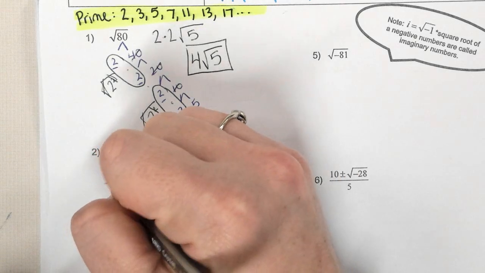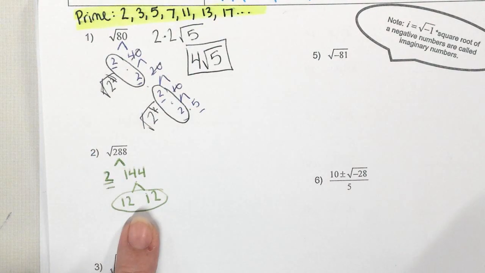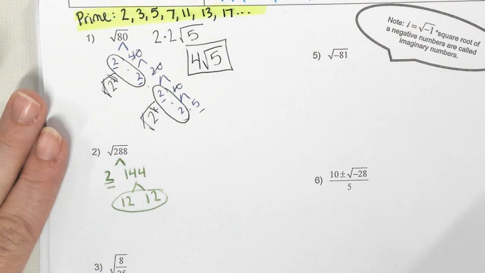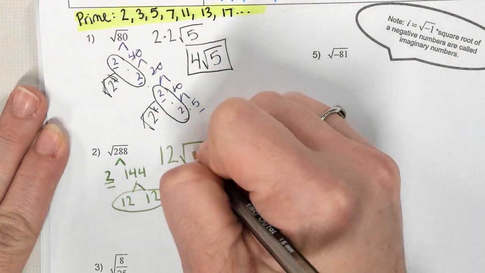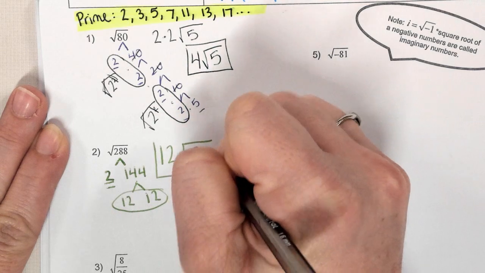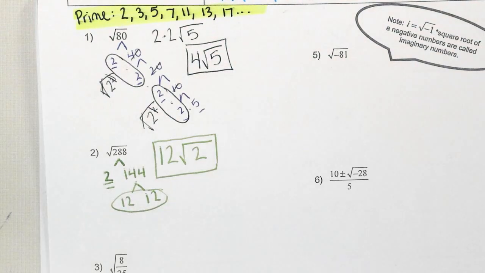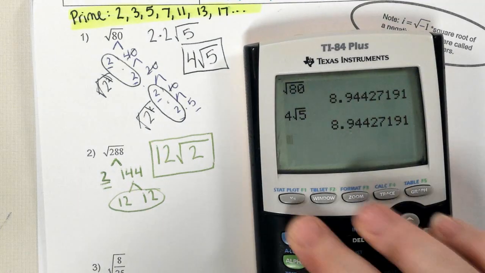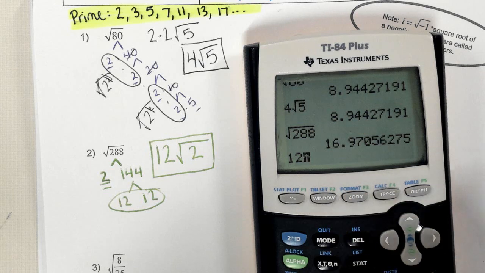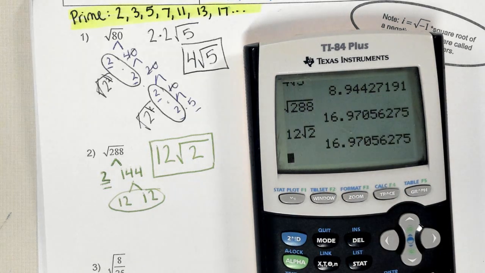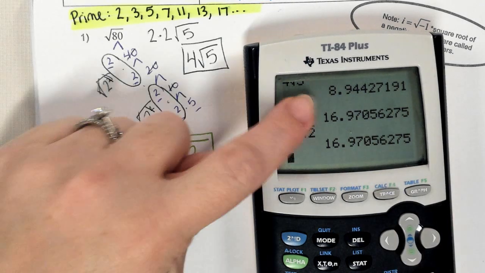However, did we still have something left over? Yes. So what gets to come out? 12. And what has to stay inside? 2. So if they match and there's nothing else on the outside, it's just that number. If there's no other leftovers that don't have a pair, then that means it's a perfect square. So that worked. They match.